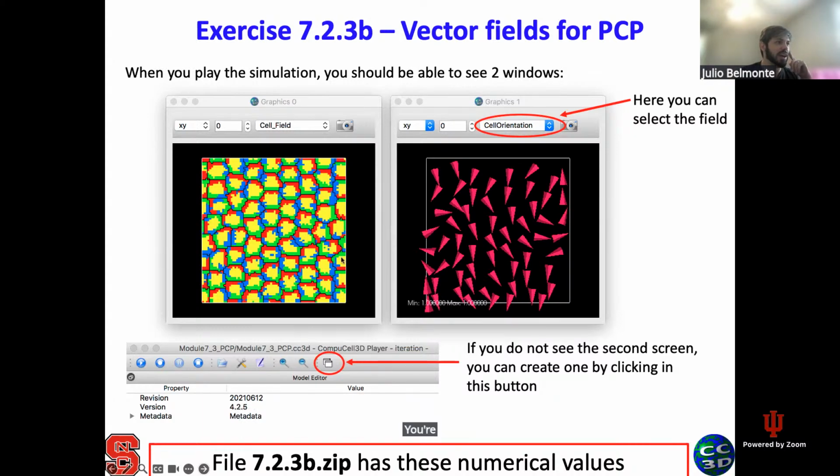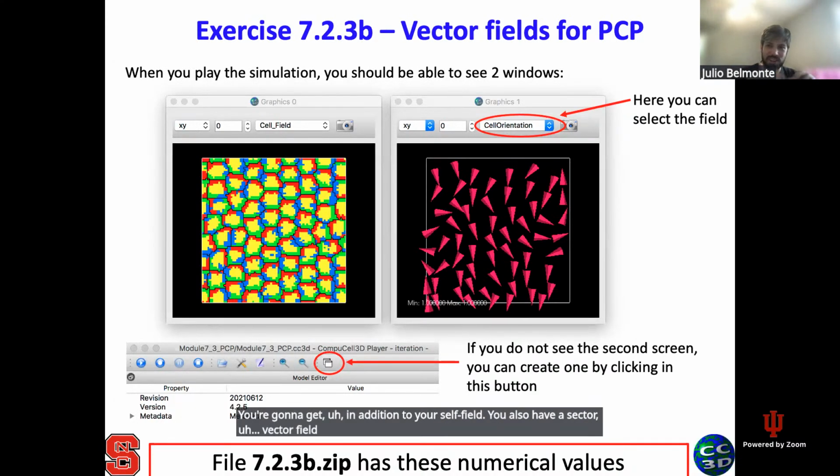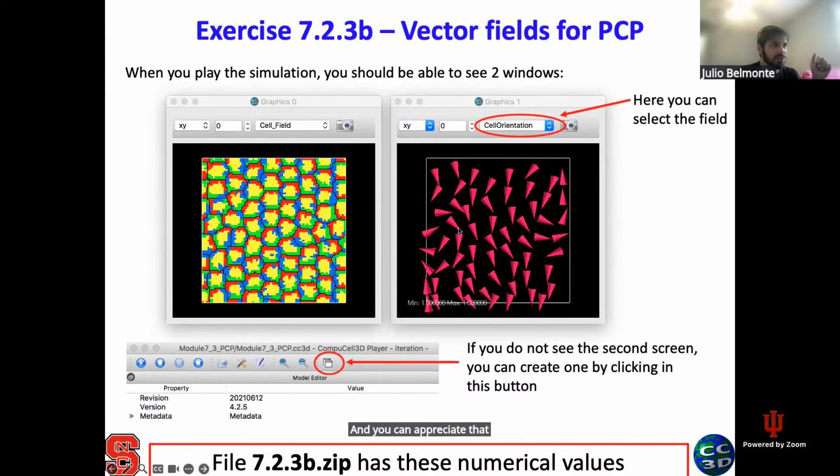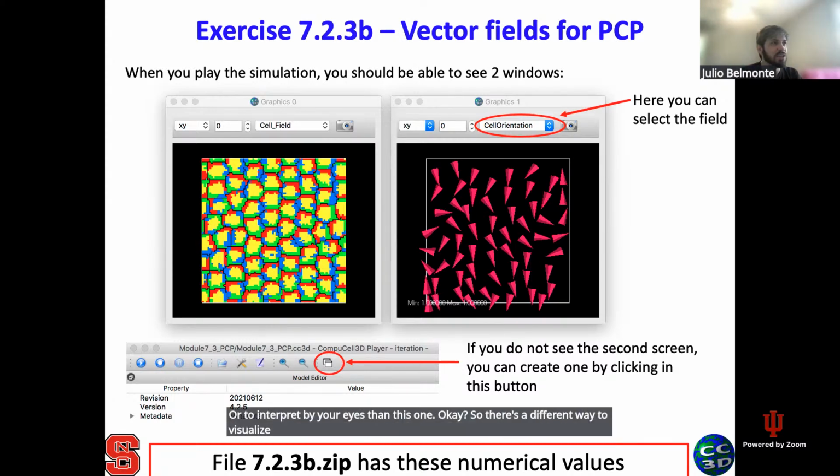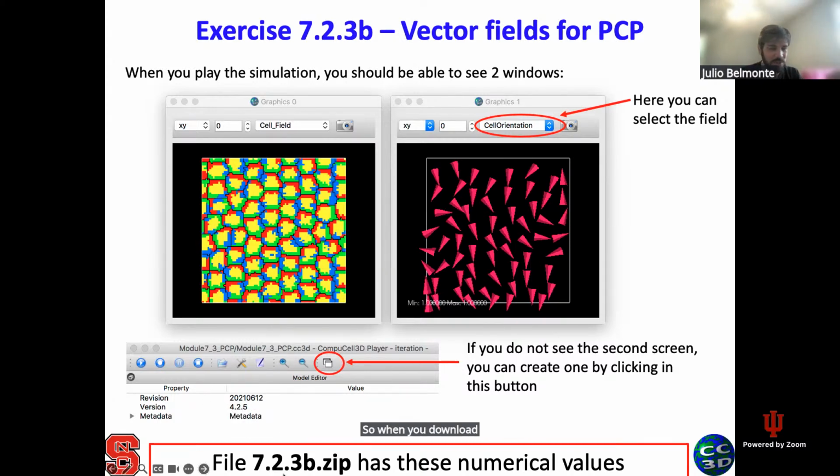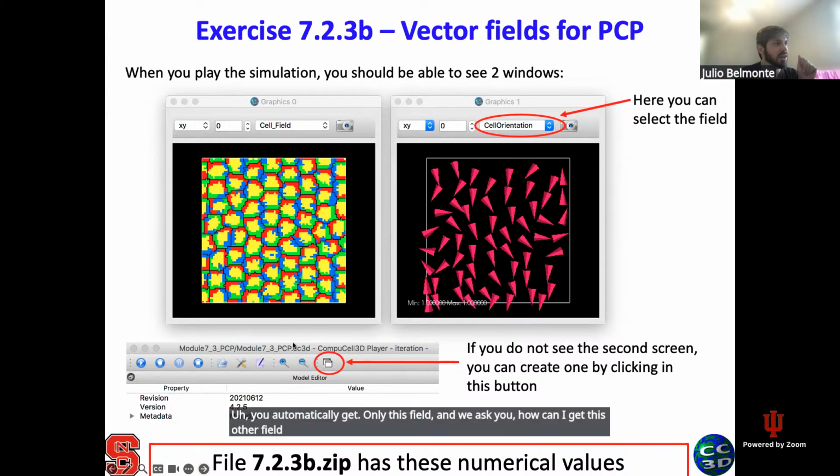In addition to your cell field, you also have a vector field where you can see the orientation of the cells, and you can appreciate that this is much easier to interpret by eye than this one. So that's a different way to visualize. When you download this, unzip and run the simulation, you automatically get only this field, and you may ask, how can I get this other field? There are two ways to do this.